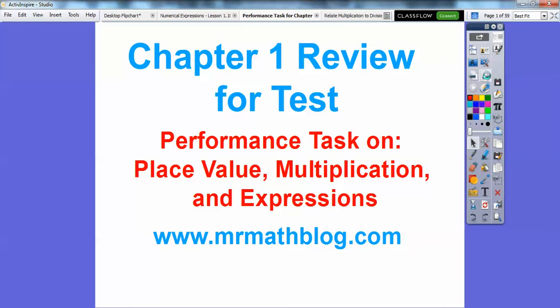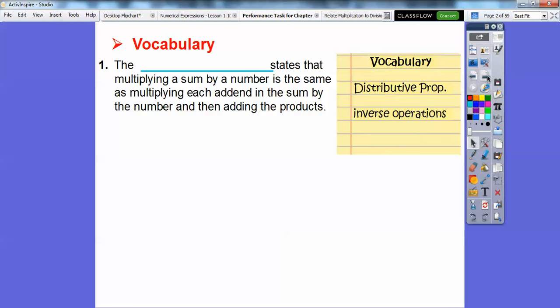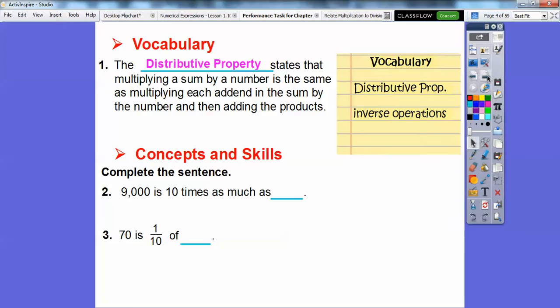So let's just go ahead and begin here. Here's some vocabulary. The blank states that multiplying a sum by a number is the same as multiplying each addend in the sum by the number and then adding the products. Well, that's the distributive property. Do you remember that, you guys? The distributive property? We have lots of examples on that, so let's go ahead and get started with these.